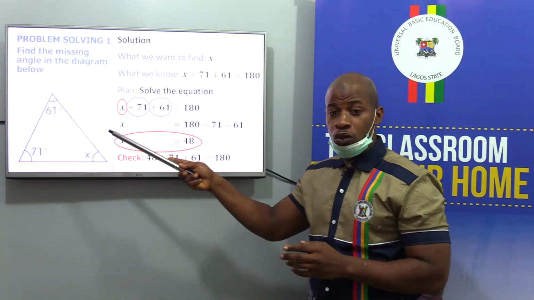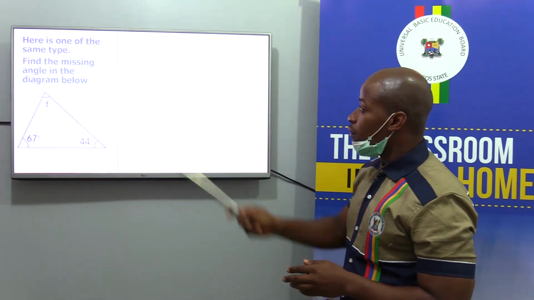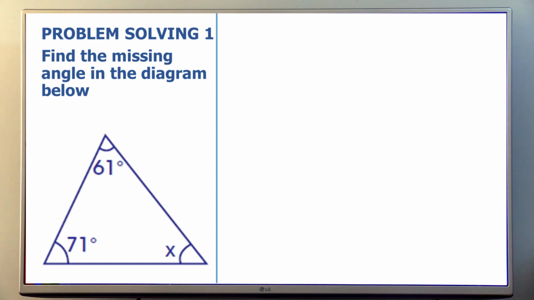Now I'm going to give you one of this same type for you to attempt. You have 30 seconds. Begin. Find the missing angle in the diagram below. Your time starts now.